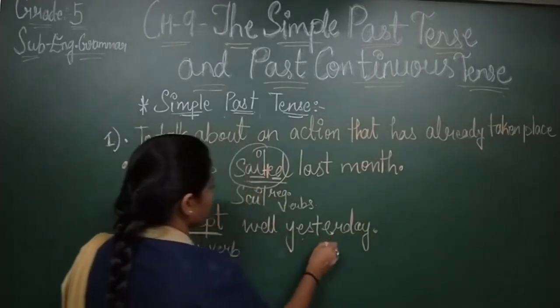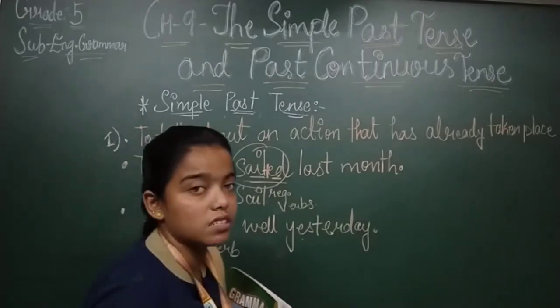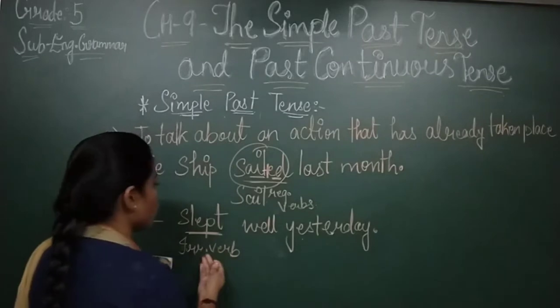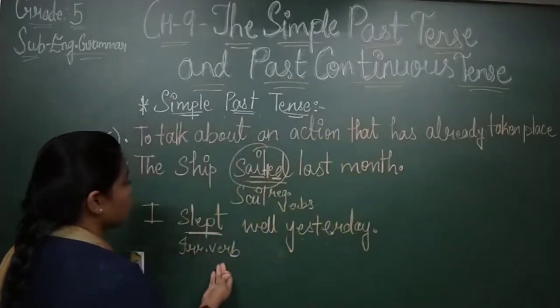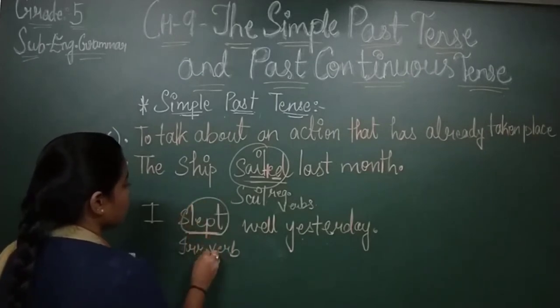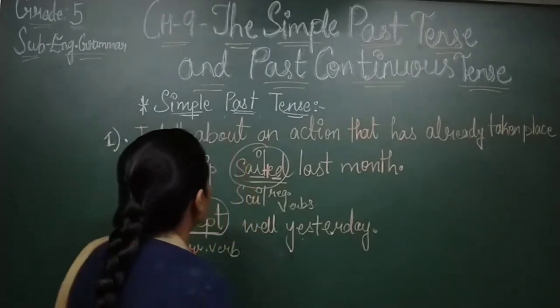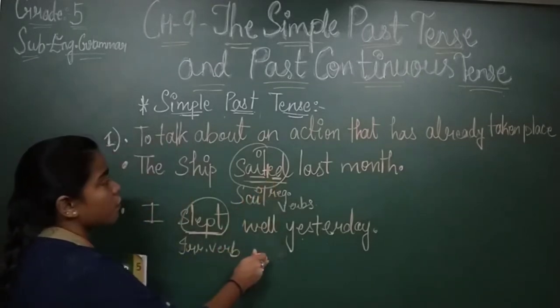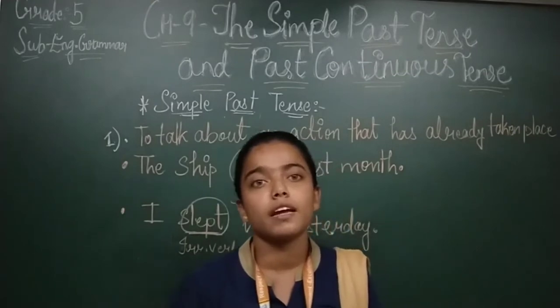Yes, yesterday shows the past tense and slept is irregular because it changes its form. The verb changes its form to indicate the past tense. So in this sentence we know that it is an irregular verb and it changes its form from sleep to slept. Okay, so that was the first point of simple past tense. Now we will see the second and third points.